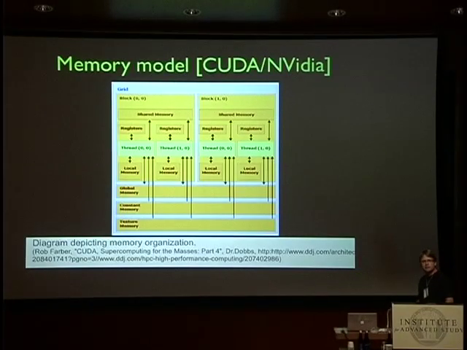So here's a particular model of memory for the NVIDIA. All of these graphics processors have something similar. There are threads, and there are many different threads, these are like little processors, which can be doing information.